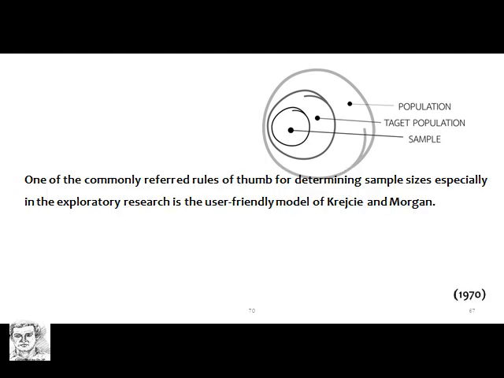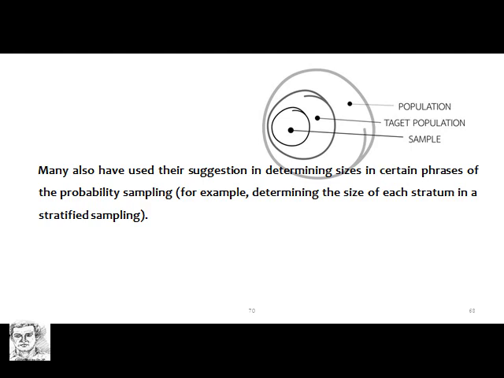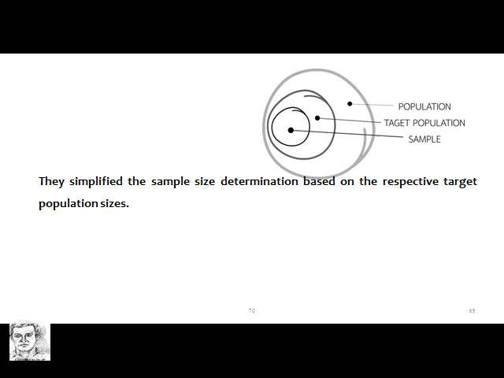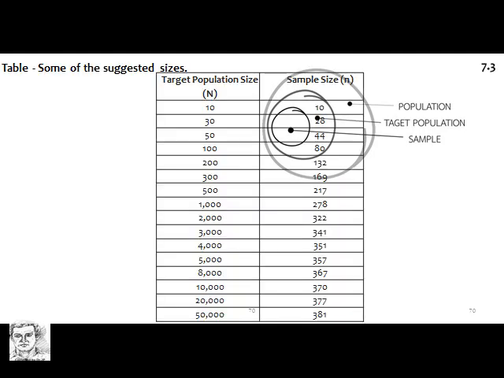One of the commonly referred rules of thumb for determining sample sizes, especially in exploratory research, is the user-friendly model of Krejcie and Morgan. Many have also used their suggestion in determining sizes in certain phases of probability sampling, for example, determining the size of each stratum in a stratified sampling. They simplified the sample size determination based on the respective target population sizes. Table. Some of the suggested sizes. Sample sizes by target population sizes.